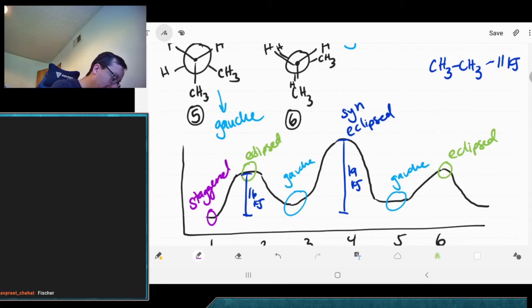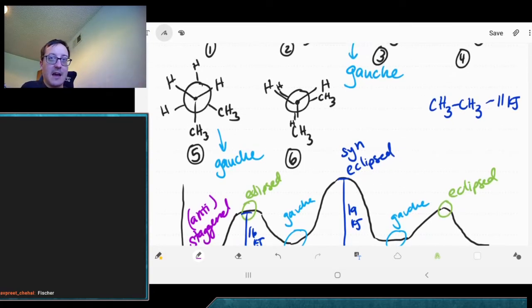Fully staggered, which you might even call anti-staggered, where things are the opposite side of each other. Our biggest groups are as far from each other as possible. That's our lowest energy state. Our second lowest energy state is where we have those big groups kind of near each other, which is called gauche. And kind of our high energy states, we have the eclipsing of our not as big groups. And then finally we have the eclipsed, which is the worst one of them all.